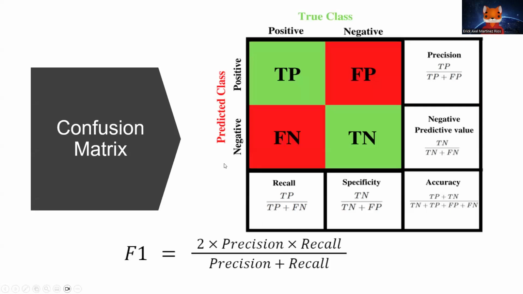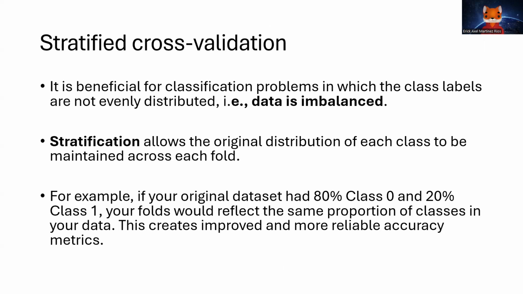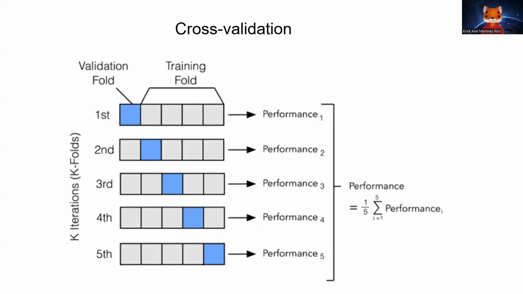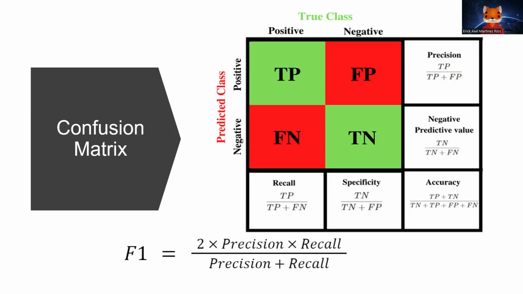And well, another thing to take into account is that we can perform this cross-validation process, but we need to compute certain metrics or certain performance measures. How can we compute that performance? Well, we can use a matrix that is called the confusion matrix. And based on this confusion matrix, we can compute different metrics.